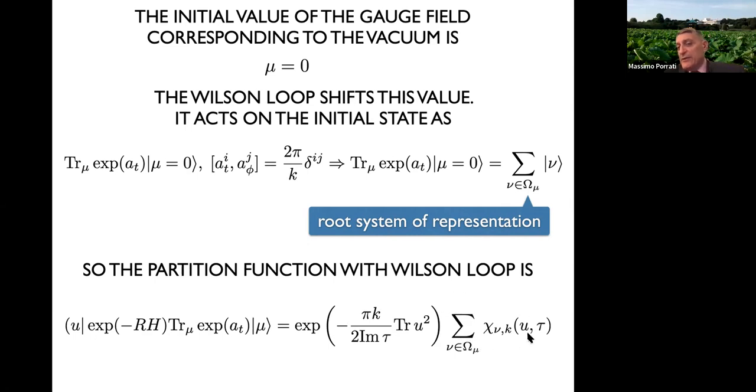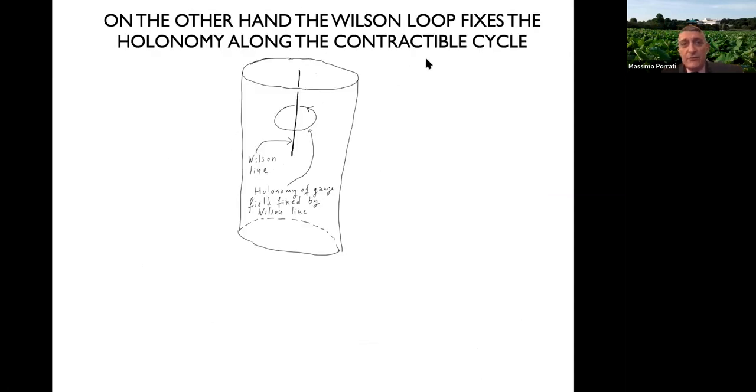So this particular sum is the partition function when you do a functional integral with this particular Wilson loop, a Wilson loop that goes along the non-contractible cycle of the torus and belongs to the representation labeled by mu. Let's say that mu is the highest root, for instance. Okay, so on the other hand, you have also an interesting story, because the Wilson loop fixes the holonomy along the contractible cycle.